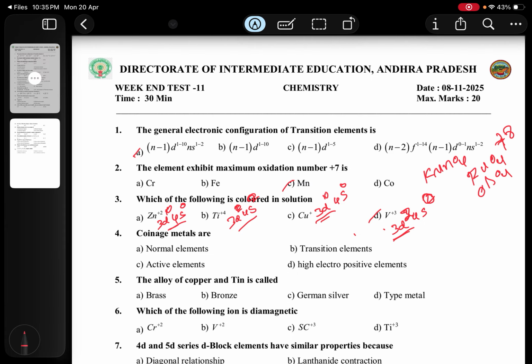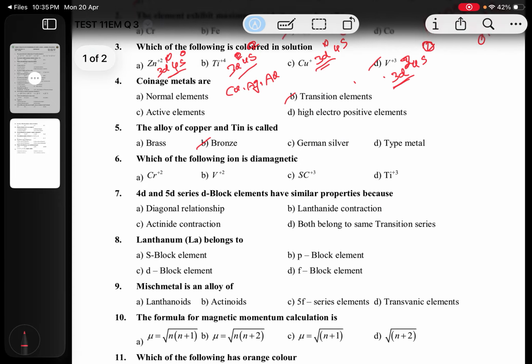Next, fourth one: coinage metals are copper, Ag, Au. These belong to transition elements. The alloy of copper and tin is bronze. Brass means copper and zinc, bronze is copper and tin, German silver is copper, nickel, zinc. So option B is the correct one.